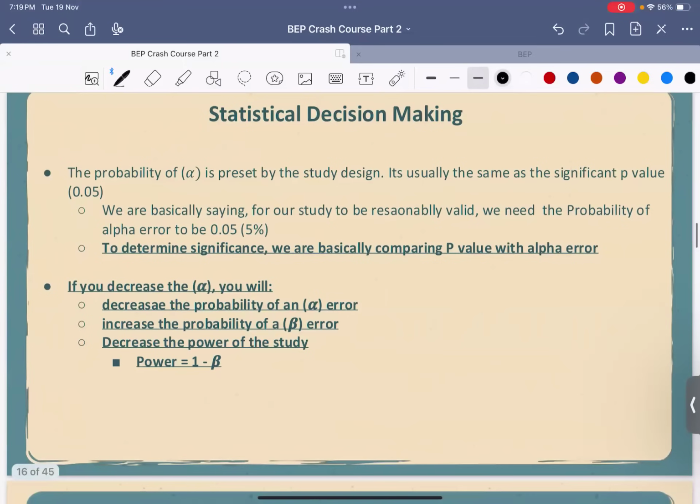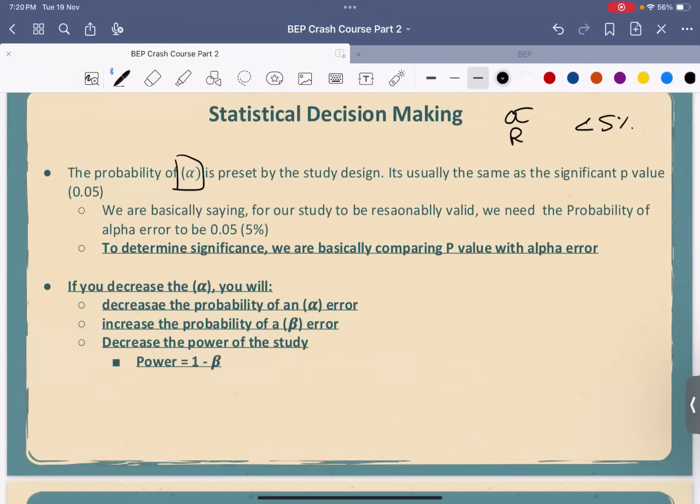Now, statistical decision making. Okay, so the probability of alpha is preset by the study design. What do I mean by that? Let's say I have a study and alpha is the probability of rejecting the null hypothesis when it's actually true. So it's saying that this drug has a difference when this drug does not have a difference in reality. Okay, so that's alpha. Now we set this at the beginning of the study. We say that for this study to be valid, I want the chance of alpha happening to be less than 5%.